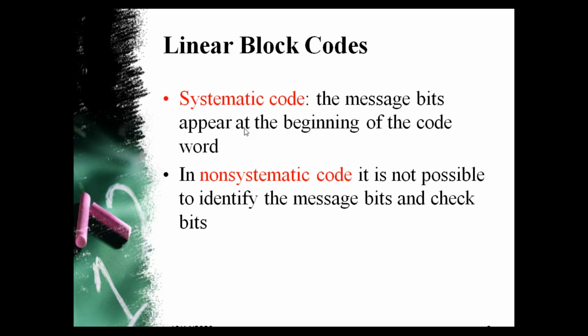In systematic code, the message bits appear at the beginning of the code word. And in non-systematic code, it is not possible to identify the message bits and the check bits, that is, they are in a mixed manner. Corresponding to the k message bits, we generate an n bit code word, but the message bits and the redundant check bits are mixed, so it is not possible to identify and separate the message bits and the check bits once the code word is generated. So linear block code is of two types: systematic code and non-systematic code.